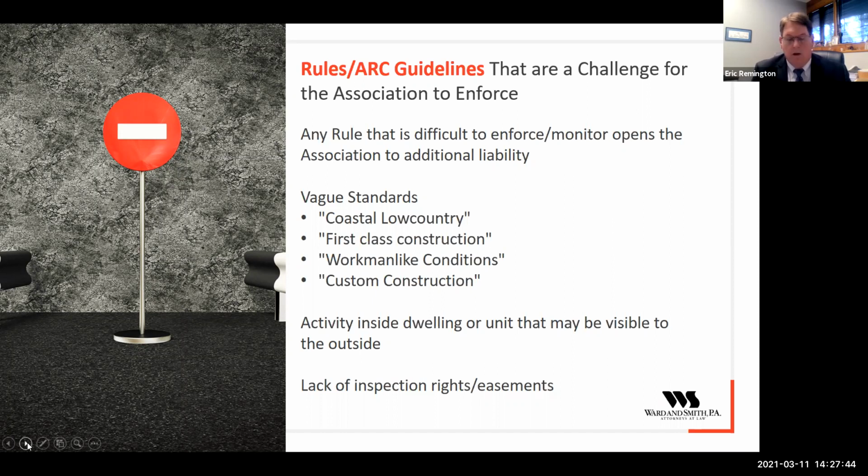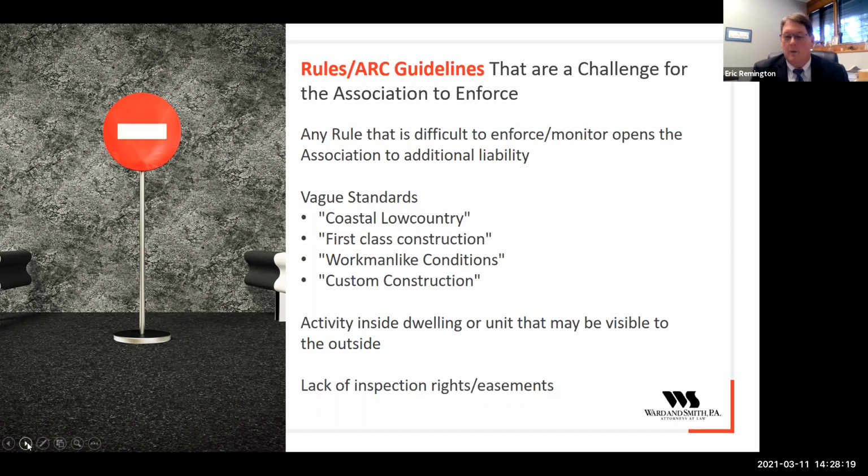Another area is any activity that's being controlled inside the dwelling or unit. Paint colors on walls of the interior of the building, things like that, are not going to go over well with the members, even if they're visible to the outside world through a window or whatever. So you have to keep those in mind, because that's just not going to be the type of rule or regulation that's probably going to be enforceable and upheld by the court.